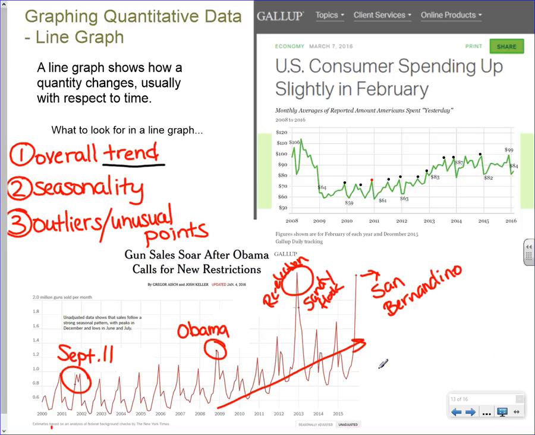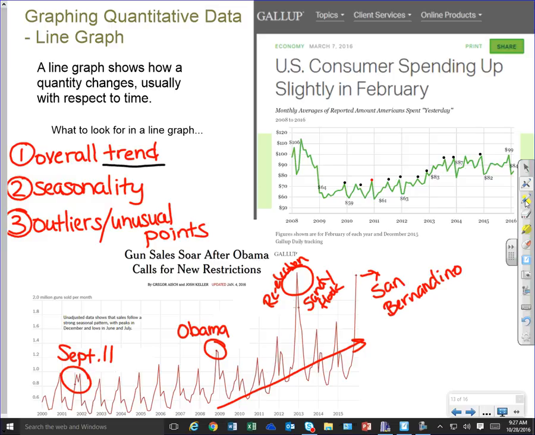Now, this is another example that we've got. This is a graph of gun sales, and the title of the graph was about gun sales soaring after Obama calls for new restrictions. This was updated at the beginning of this year. What we were noticing in our class is this has a very strong seasonality. Can you see that every single year almost looks like it's just copy and pasted from the year before? Now, the peaks may be higher, but the peaks occur in the same spot every year, okay?